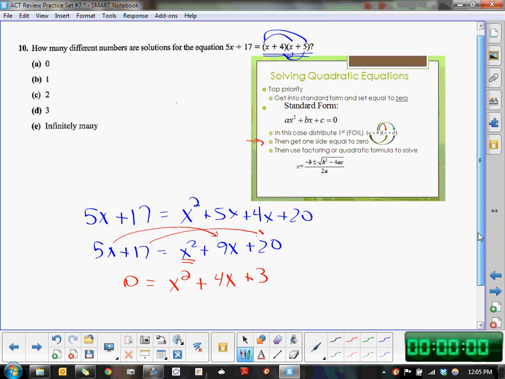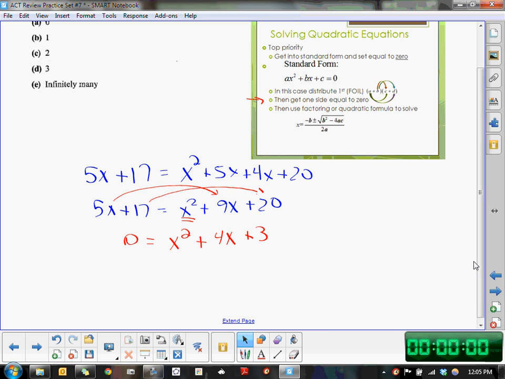Now I've got a choice to make. I can either factor or I can use the quadratic formula. And I'm going to choose to factor because I know that there are two factors of 3 that will add up to a 4. So x and x will go plus 3, plus 1. If I double check the outside inside, I get an x on the outside, a 3x on the inside. That gives me a total of 4x, so I know I have it factored right.